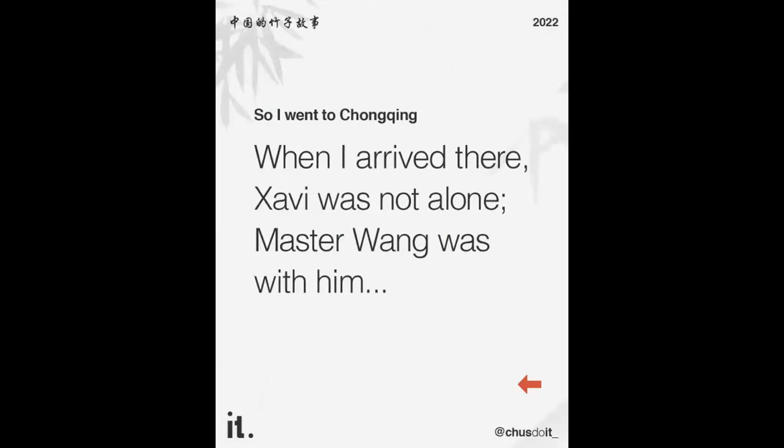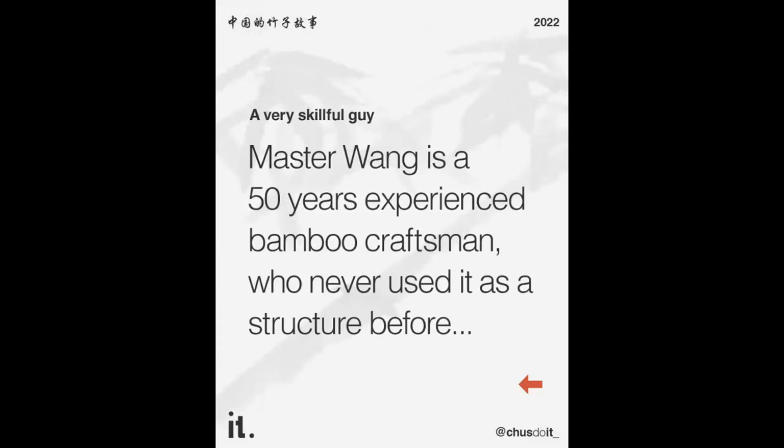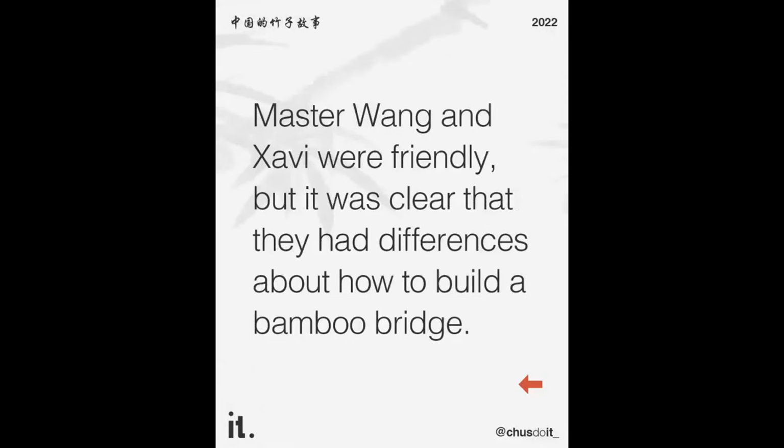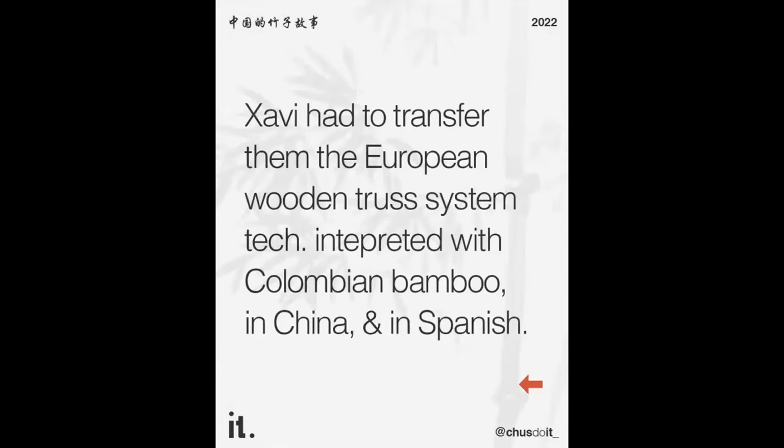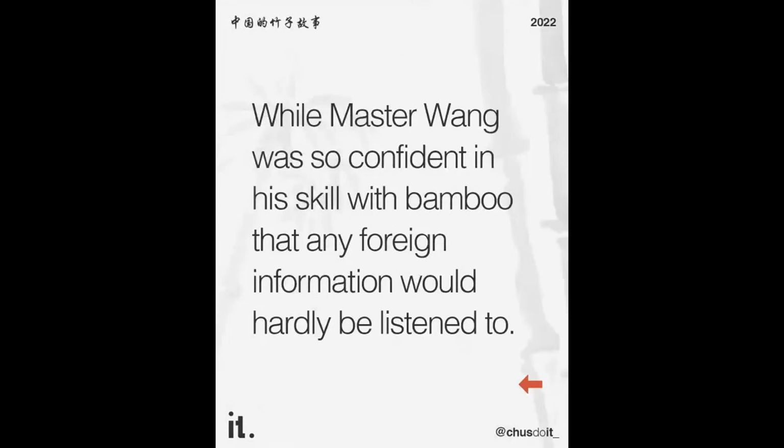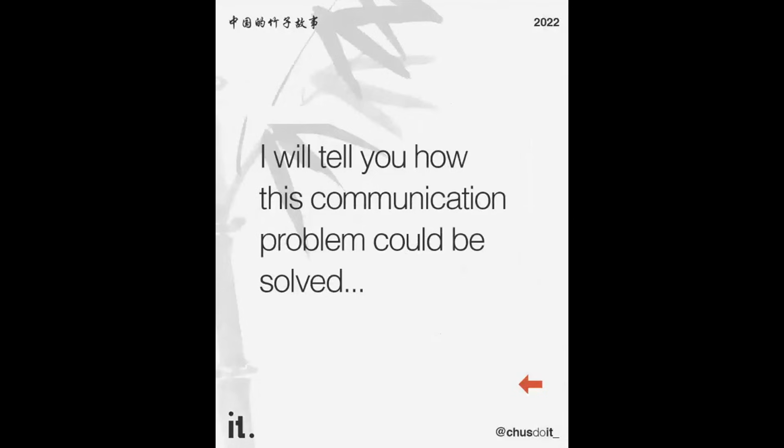When I arrived there, Xavi was not alone. Master Wang was with him. Master Wang is a bamboo craftsman with 50 years of experience who has never used bamboo as a structure before. Master Wang and Xavi were friends, but it was clear that they had differences on how to build a bamboo bridge. Xavi had to transfer to him the European technology of the wooden beam system interpreted with Colombian bamboo, in China and in Spanish. Whereas Master Wang was so confident in his bamboo skills that any foreign information would hardly be heard. How could we solve this communication problem?